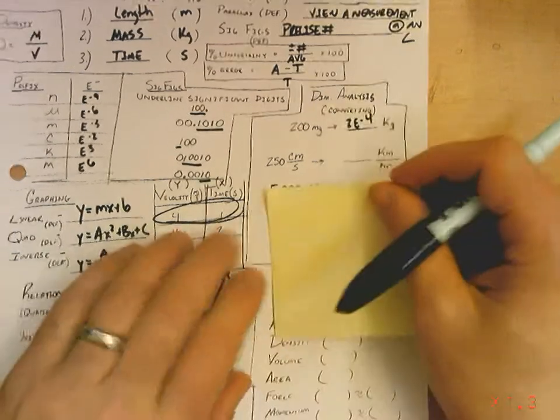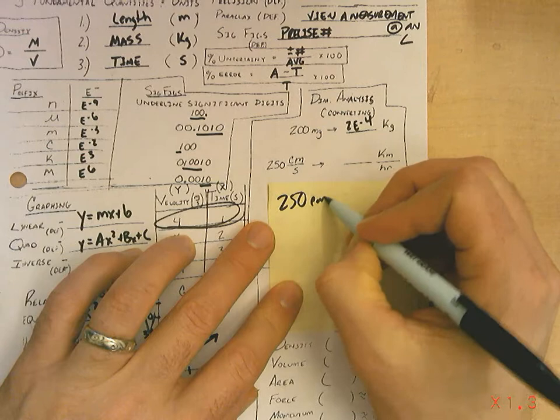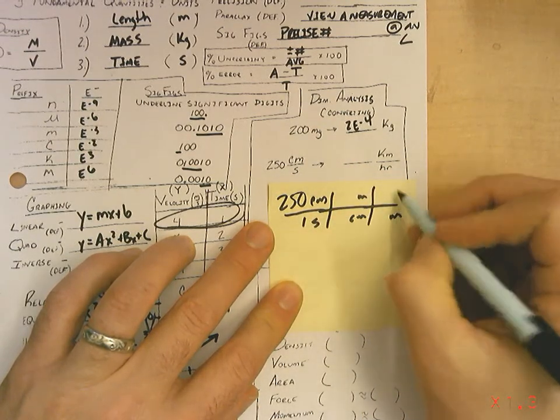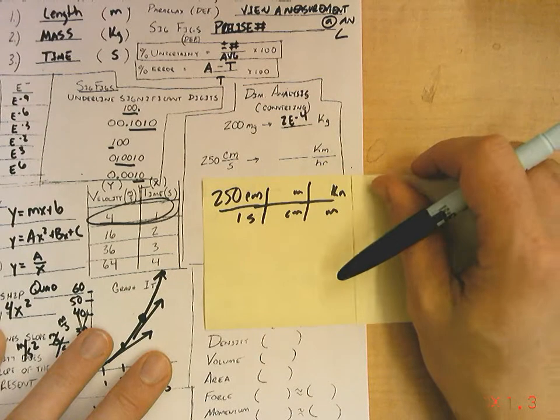For this one, same kind of deal. Now we have derived centimeters per second to kilometers per hour. So I'd say 250 centimeters per 1 second. So I'm going to go centimeters to meters, and then meters to kilometers. If I stopped right here, I would be in kilometers per second. That's not where I really want to be. I want to be per hour.